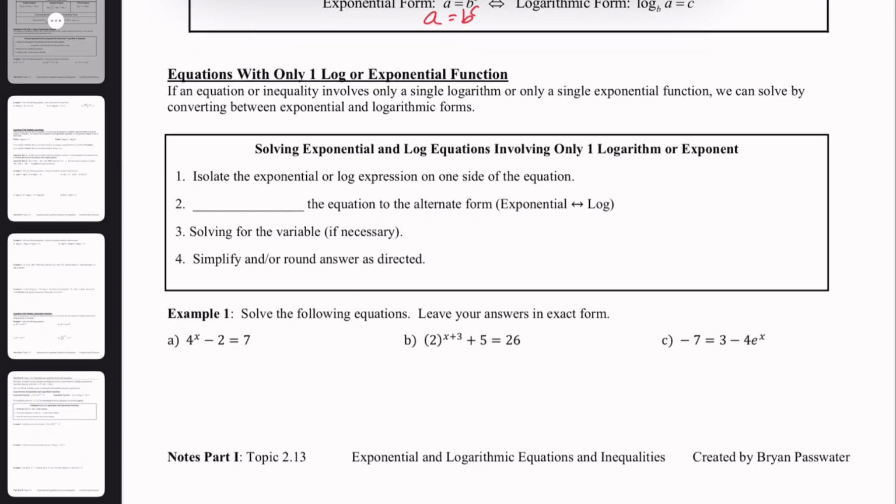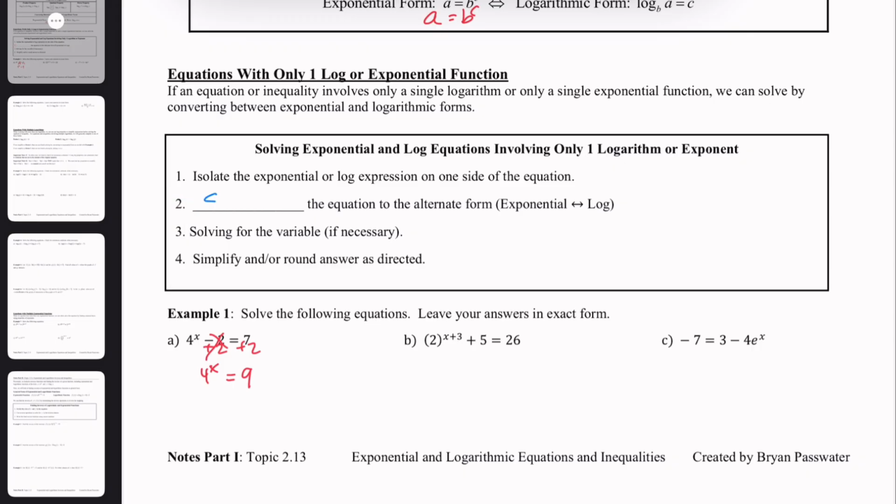Now, solving equations with only one log or exponential function. Here are the steps that they tell us. First, we want to isolate the exponential or log expression on one side of the equation. So while I am reading this, I will solve the first one. We see there's an exponential expression right there. So let's isolate. 4 to the power of x is now equal to 9. Now we isolated that.